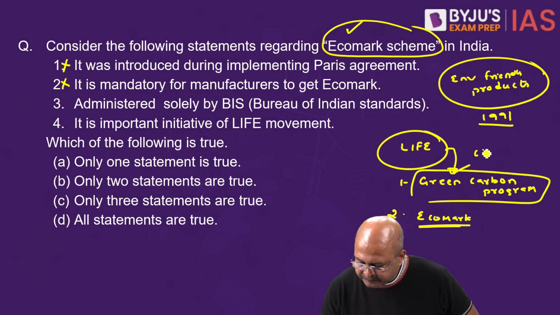The 4th statement is correct. The third statement says it is administered solely by the Bureau of Indian Standards. Now it is administered along with BIS, and the other institute is the Central Pollution Control Board. So 2 institutions are there. Hence the 3rd statement is wrong. Only the 4th statement is correct. Only 1 statement is correct here.